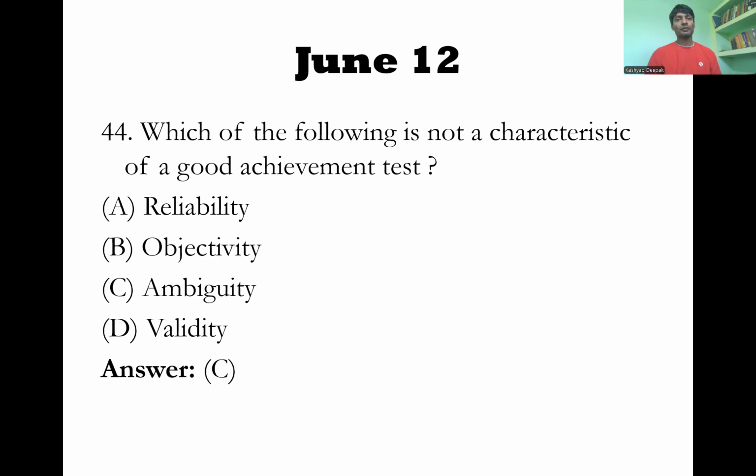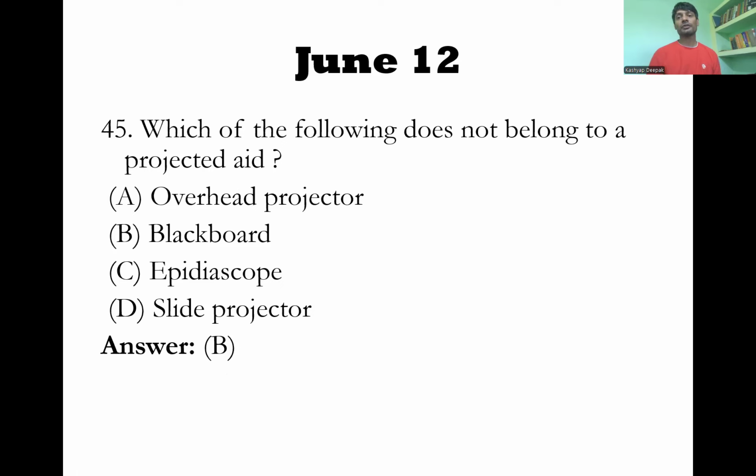June 12. Which one of the following is not characteristic of a good achievement test? Reliability, objectivity, ambiguity, validity. So ambiguity is not. Which one of the following doesn't belong to a projected aid? Again, this is repeated, but in a negative way. Earlier it was "belong to projected aid." Here it is "not projected," so blackboard.